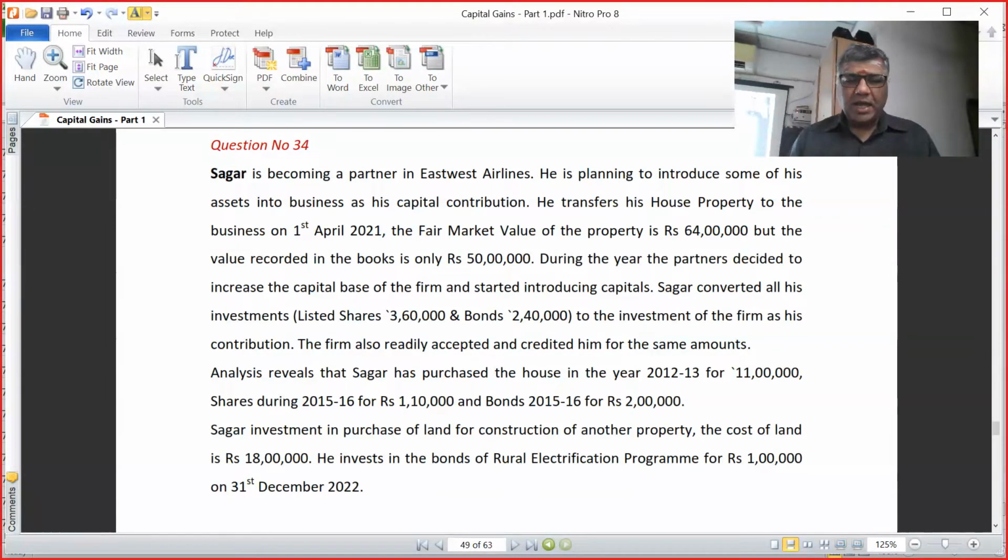He invests in a rural electrification program of 1 lakh in December. Yeah, it is beyond the period of 6 months. In examination, we should note these dates. Whenever a date is given, there is a significance. Okay, go ahead, answer it.